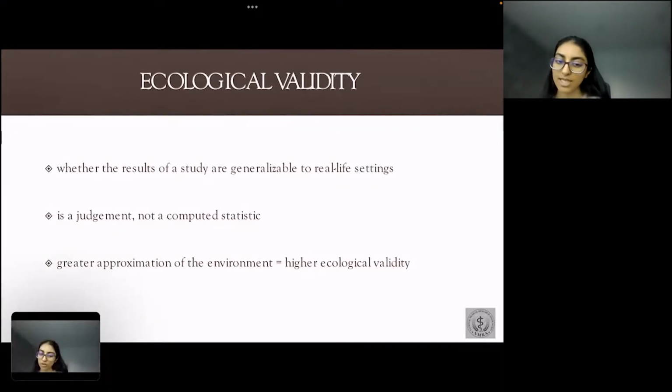Whereas ecological validity specifically focuses on whether it can be generalized to naturalistic situations such as clinical practice in everyday life. So it's really quite focusing on the setting. Next slide, please.